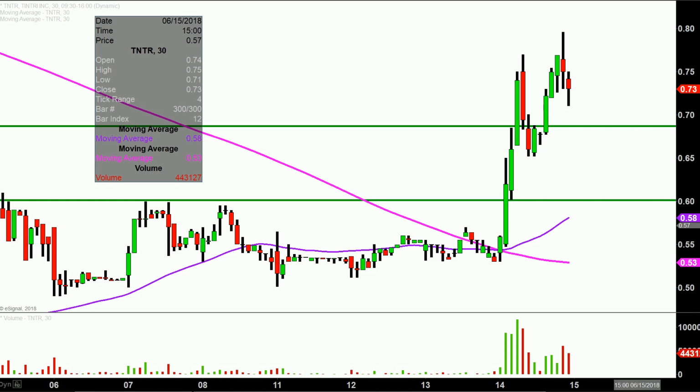So very nice breakout today. It'll be interesting to see how this one closes out the week tomorrow and see if this breakout can get some more continuation or not.